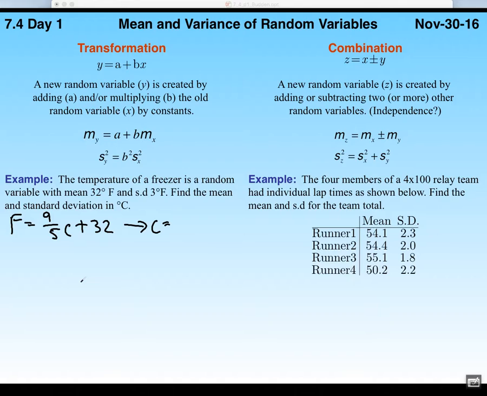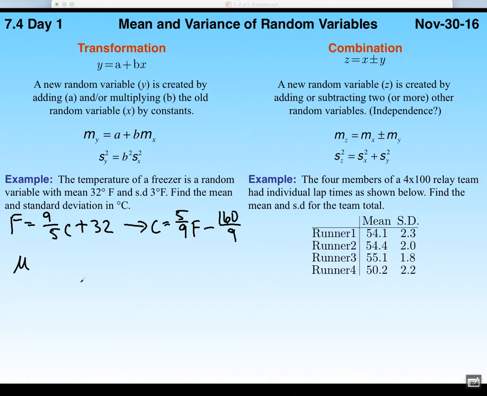So it ends up being 5/9 F minus 160 over 9. That's nice. So this is a transformation. I'm transforming Fahrenheit into Celsius. I am multiplying by a constant and then I'm subtracting a constant.